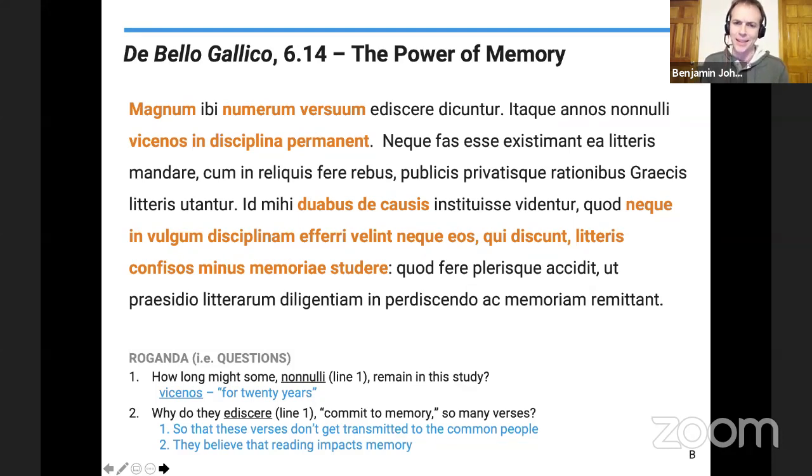And then we also have this second thing that's a little bit more interesting. Neque eos qui discunt, those who are learning, litteris confisos minus memoriae studere, so that they don't have their memory impacted, trusting way too much in actual letters. So they think that this last bit here, that it happens to very many, accidit plerisque, that when you start reading, your memory just kind of goes. I mean, why bother remembering anything if it's on a piece of paper? Or you can look on your phone. Google Translate always works, right?